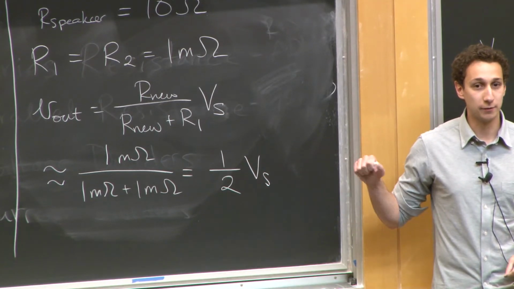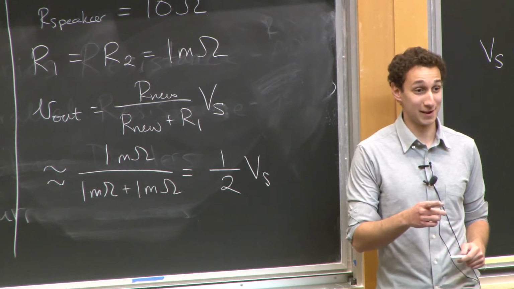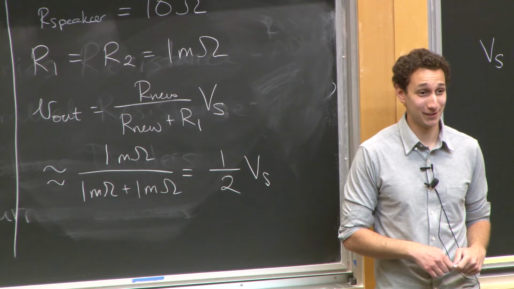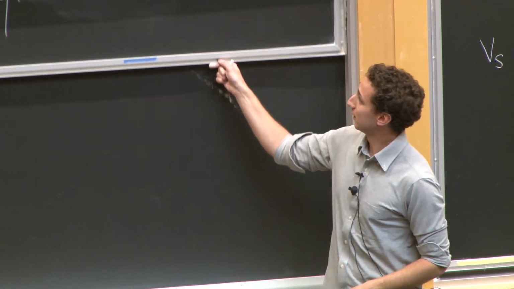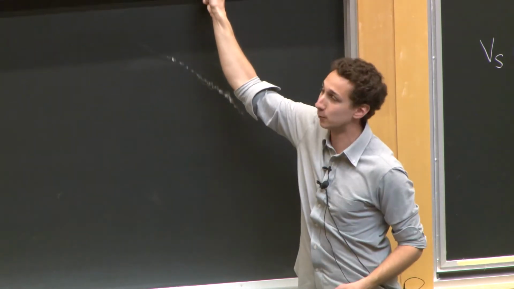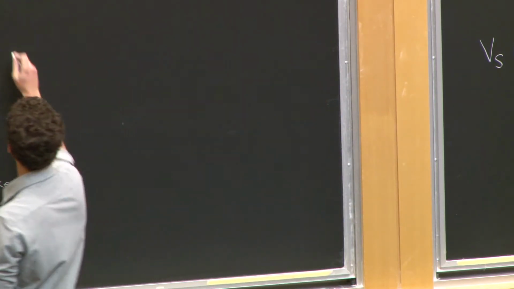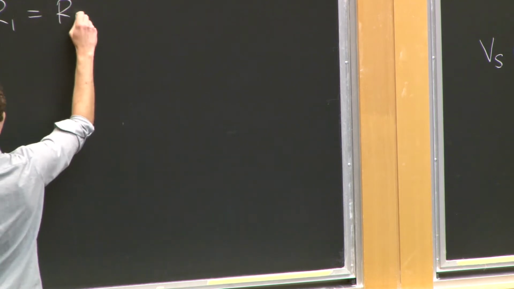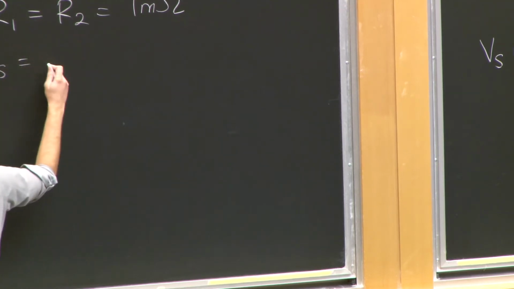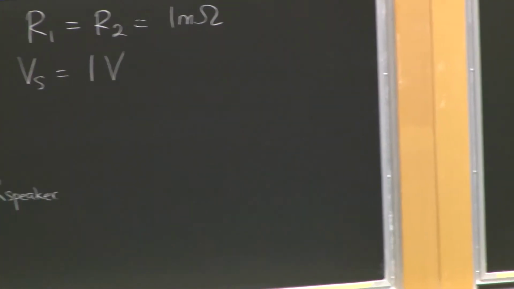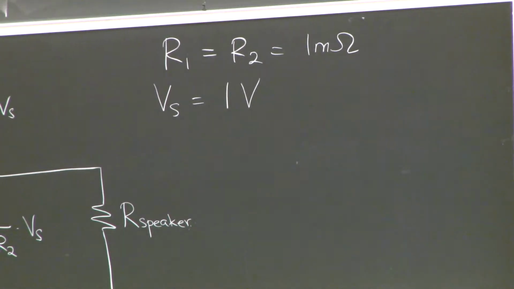Now, what's the downside of using 1 milliohm resistors, practically? I heard something. They'll explode? Is that what you said? I mean, that's certainly possible. How much power am I dumping in this if, let's say, R1 and R2 are 1 milliohm and V source is 1 volt? How much power is being dissipated in, let's say, R1?